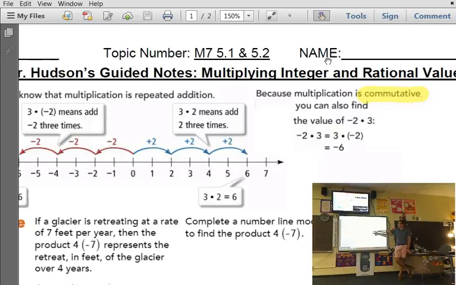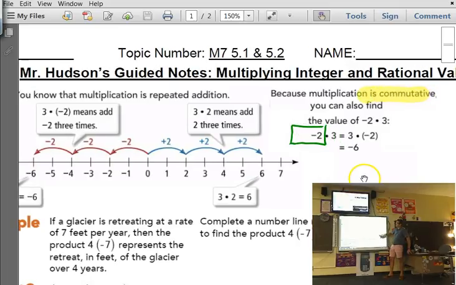Because if I'm trying to model on the number line 3 times negative 2, how do I do 3 negative 2 times? How can I do something a negative amount of times? That doesn't really make any sense. But I could do negative 2 three times. So I go negative 2 and negative 2 and negative 2 again. So sometimes it's easier to turn my order around so the situation makes sense.